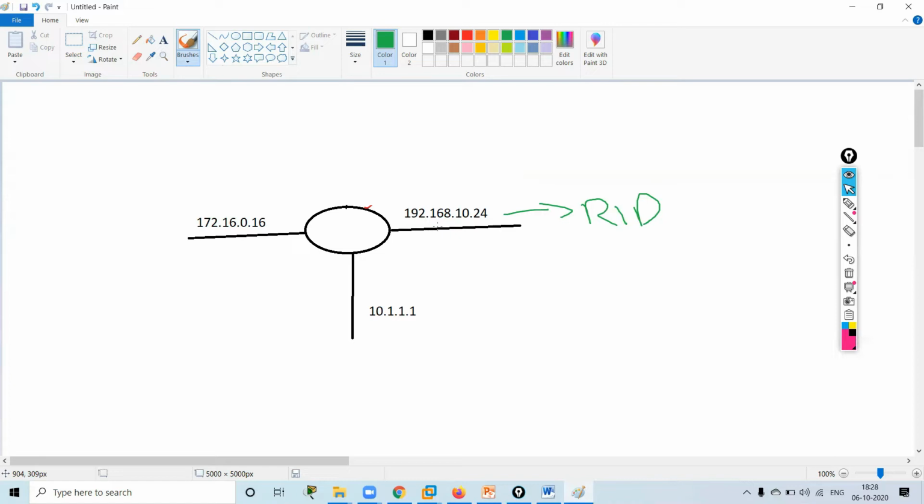If I'm not manually configuring, the first preference is loopback. It will look for loopback. If there are multiple loopbacks, it will choose the highest IP address among the loopbacks. If there are no loopback addresses configured, then it will select the highest IP address of a physical interface. Understood? Router ID.